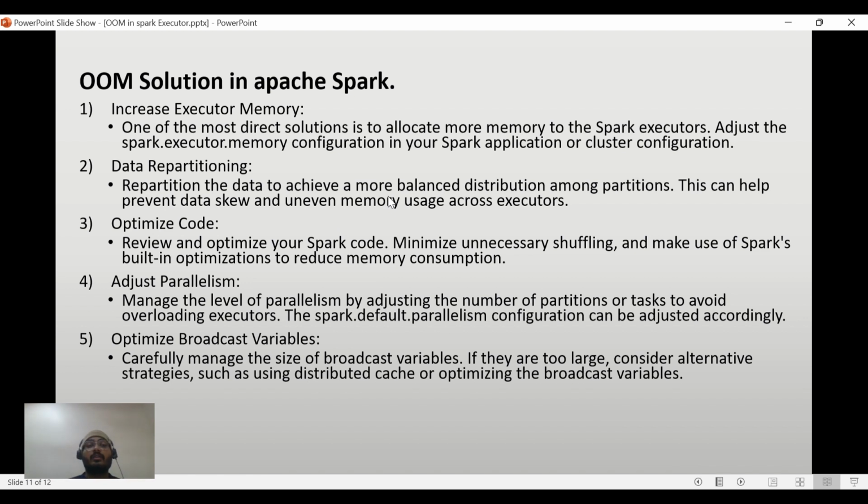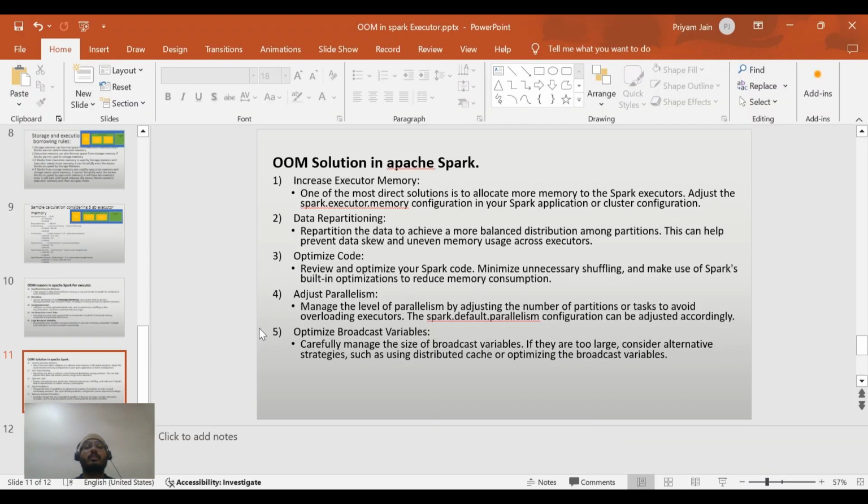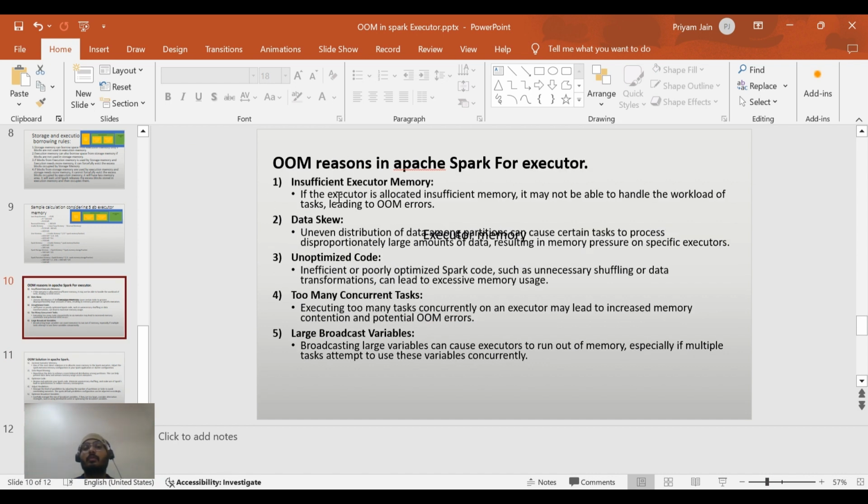Then data repartitioning, as I've already said, if data skew is there; I have explained this in a very easy way. Then optimize code, it is the basic thing, right? If we want, we can optimize code and avoid unnecessary shuffling. This can avoid out of memory exception. Adjust parallelism. Then optimize broadcast variable. We should not be broadcasting a very large variable. All these things we can take care of.